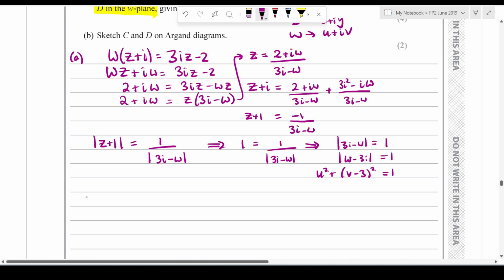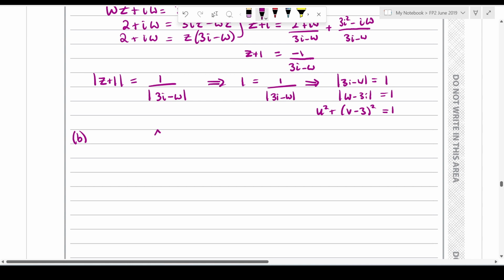Okay, we now need to sketch C and D on Argand diagrams. So let's sketch our original circle on the complex plane, on the real and imaginary axes. So we've got the real axis, the imaginary axis, and we've got a complex plane. We're going to think about the Z plane, so I'm making a note saying it's the Z plane. Or you can follow convention, where we call that X and that Y. So we've got the Z plane.